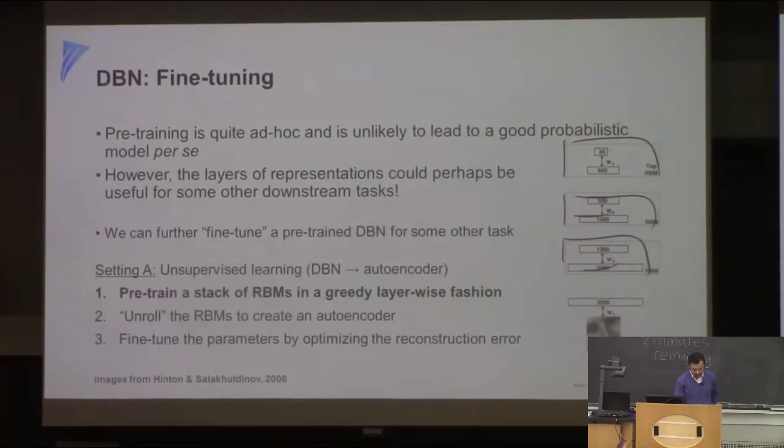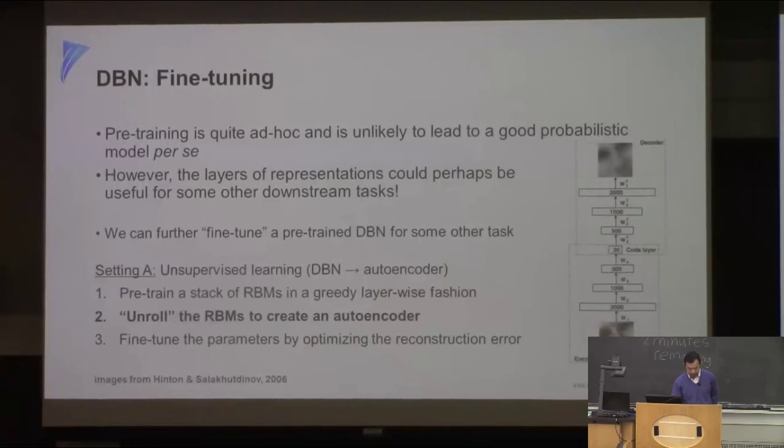And this is done in a greedy fashion, layer-wise. And to make this whole thing work, you do another step called unrolling. You basically put the same network upside down on top of here, copy the same weights, so that you start to have something called an autoencoder.